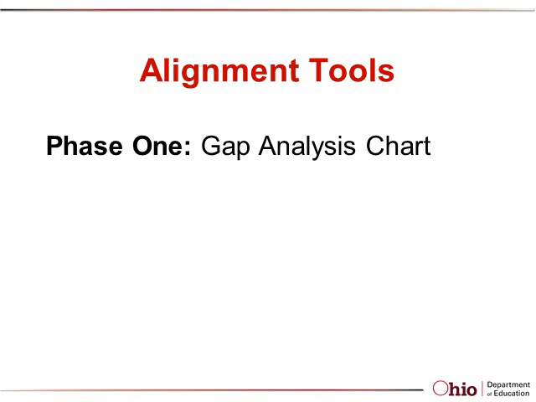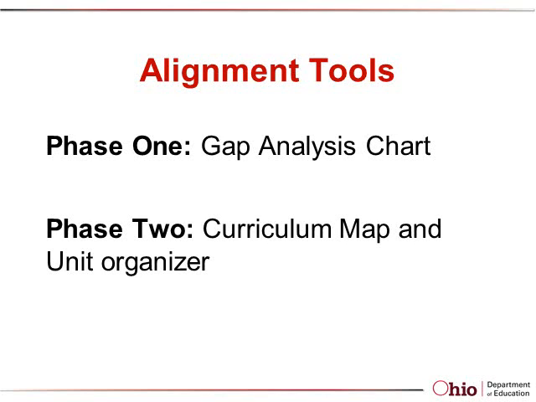The Phase 1 transitional tool is a gap analysis chart, and the Phase 2 implementation tool includes a curriculum map template and blank unit organizer. These are provided in both Word and in Excel. This presentation will focus on the gap analysis.